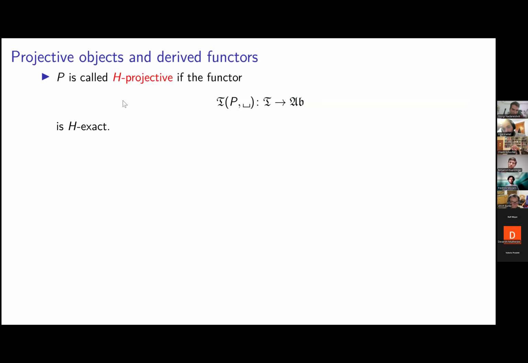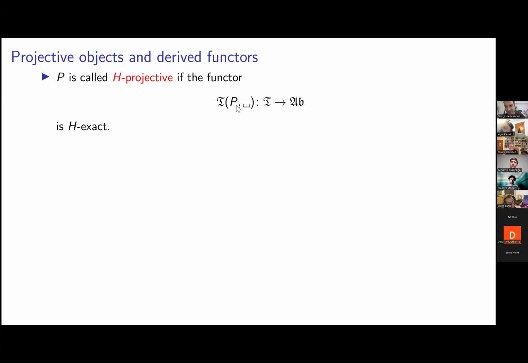And of course, now I again follow my procedure, and I will call an object P H projective if, by the way, this is a hom functor. I think the notation everybody else used was Hom_T, but I will just use T with parentheses.